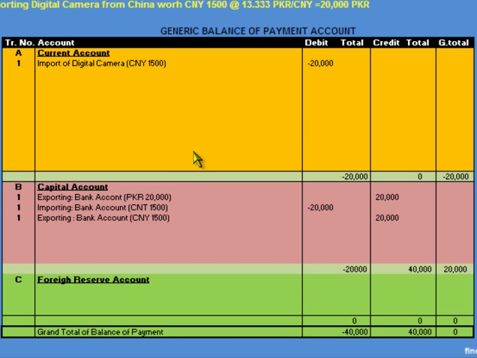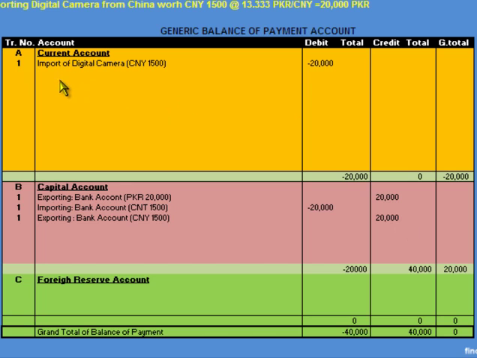The individual accounts have deficit and surplus, but balance of payment as a whole is balanced. There is no surplus or deficit in balance of payment as a whole, because total of debit entries, which is 40,000, and total of credit entries, which is also 40,000, makes the balance of payment balance. So balance of payment account is in equilibrium.